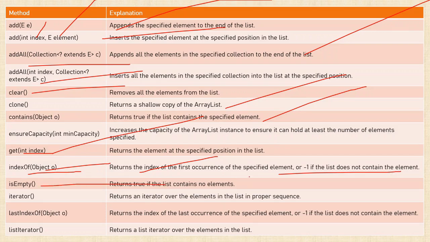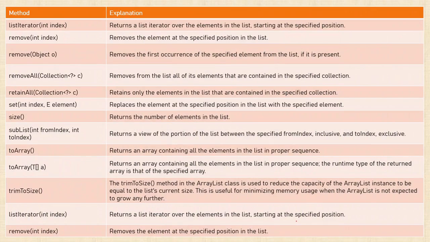It's empty. If it is empty, then it will return true. Iterator, we use to iterate, so we'll see in the coding part. Last index, so we can find out the last index of your object. List iterator, we use to iterate a list index wise.